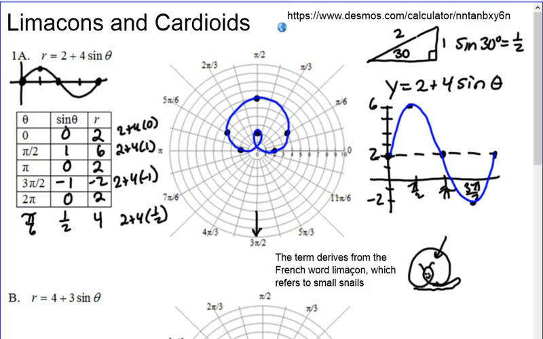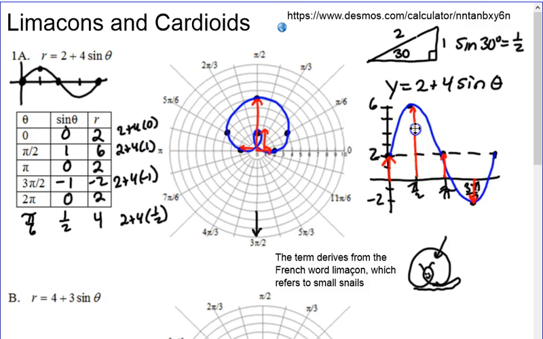So if I were to look at my radii, at 0, I would have a radius of 2. That would correspond to this radius right here. At pi over 2, I'd have a radius of 6. That would correspond to this radius right here in polar form. At pi, I'd have a radius of 2. That would be the radius to the left. And then at 3 pi over 2, I would have a negative 2 radius, which would correspond to the radius of the loop. So that is how those 4 values correspond.